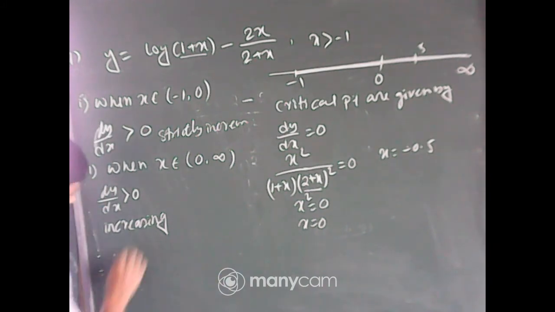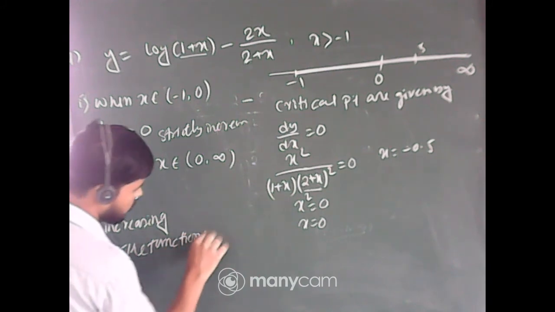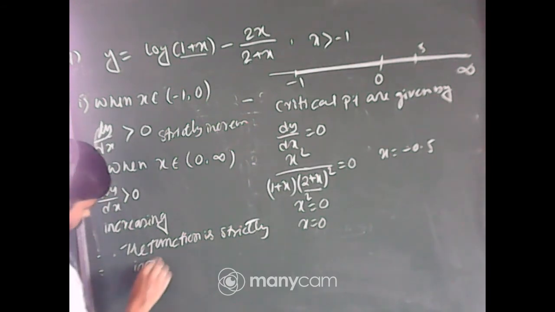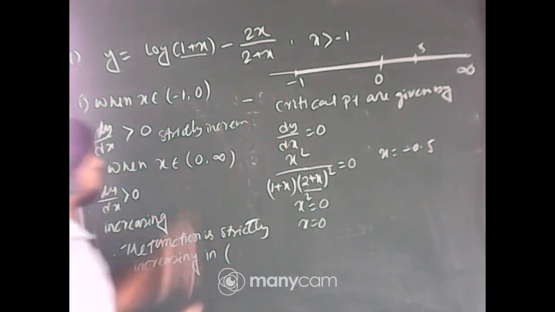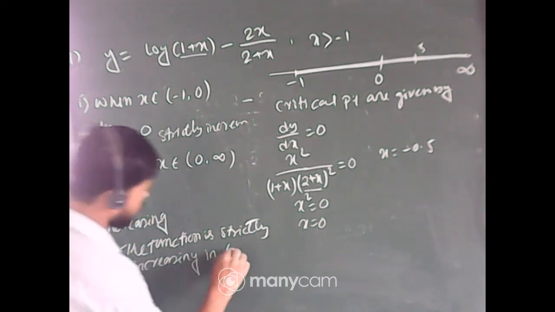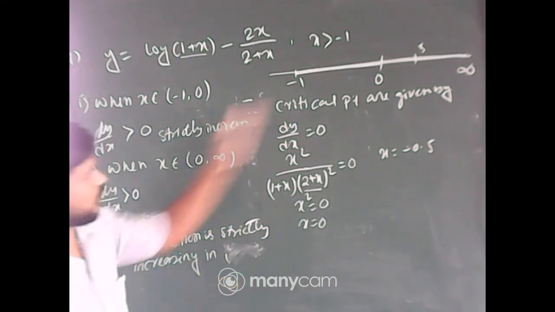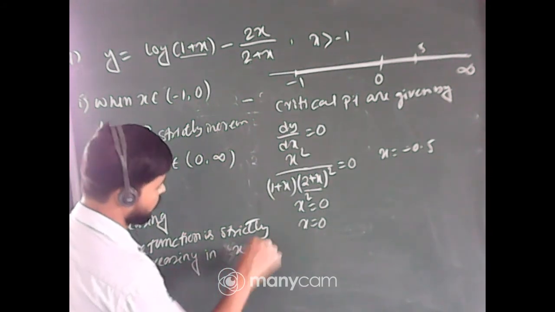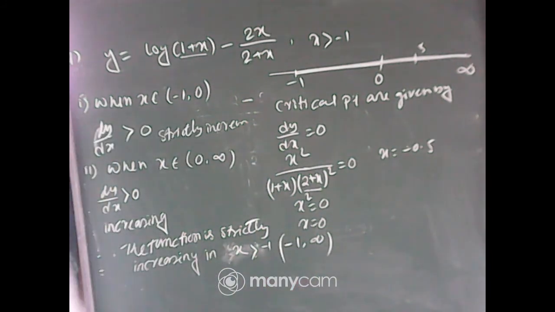That means the function is strictly increasing in the union of these two intervals, -1 to 0 and 0 to infinity. So it will give the total domain of the function, that means x greater than -1, meaning -1 to infinity. In -1 to infinity the function is strictly increasing. Understood?